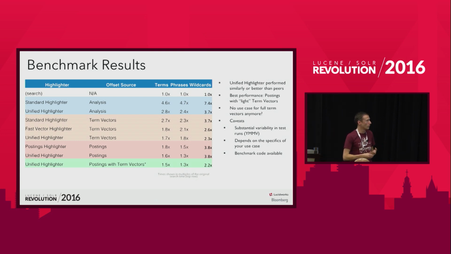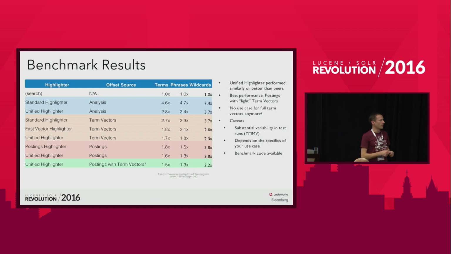It's all going to be somewhat slower than the 1x, and these are ranked by analysis mode. So we have the analysis offset mode, the full term vectors mode, then postings, and finally postings with light term vectors. Your mileage may vary, but the main takeaway here is that it is much faster than the standard highlighter. Against the other ones, it's competitive, maybe it's faster. I'm not going to say it's necessarily that much faster than the others.